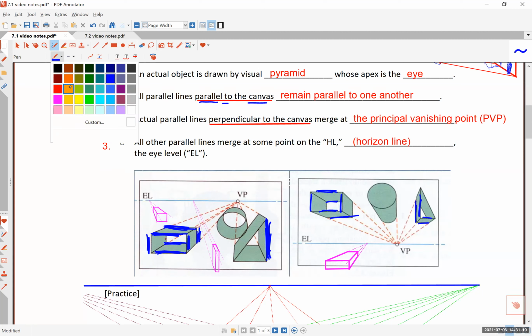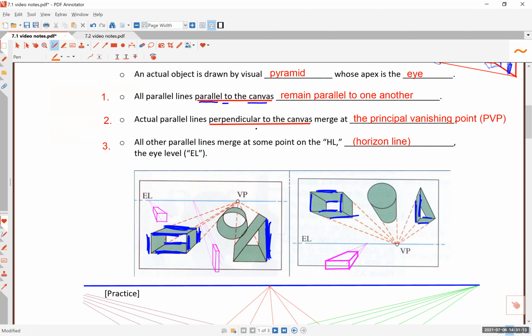Let's use orange for this set of lines perpendicular to the canvas. So now notice this line here, this line, and this line. These orange lines are perpendicular to the canvas. This is a line that's going away from the canvas. Same thing here, same thing here, same thing here. And in fact, this is also going away from the canvas. All of these orange lines are perpendicular to the canvas.